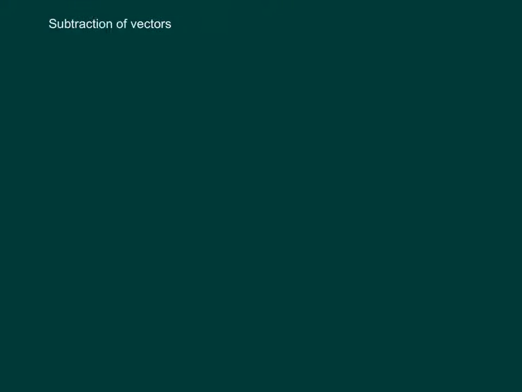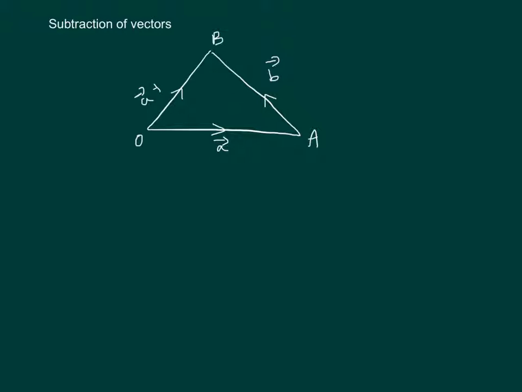Let us now look at subtraction of vectors. If A and B are two vectors, say I take OA as the same as vector A and AB as vector B, then we know that OB will represent A plus B.